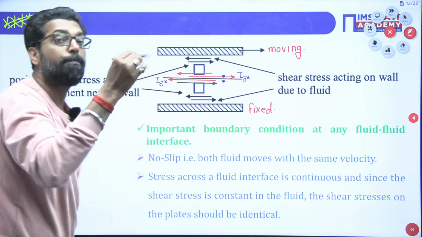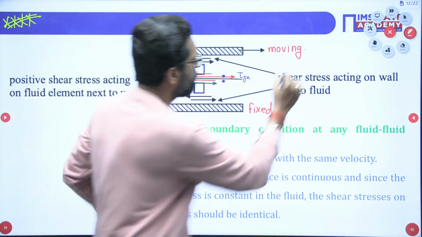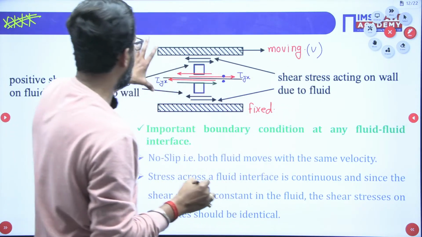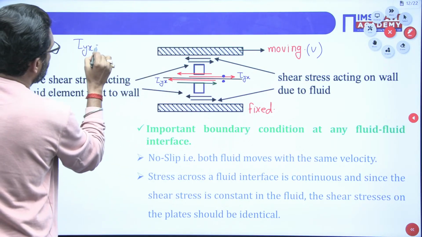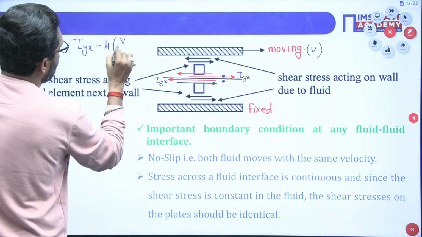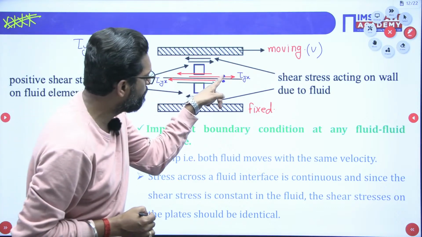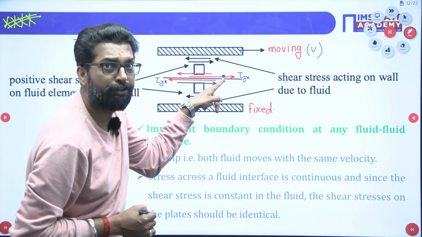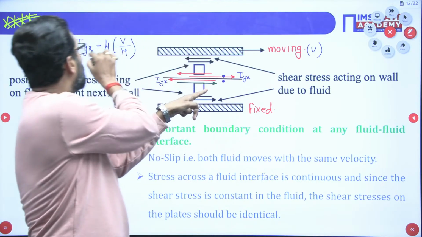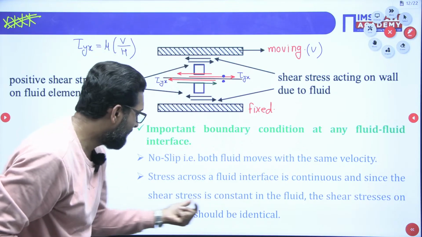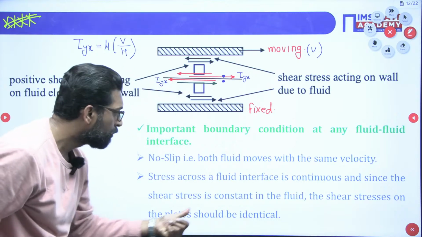Why? Because what is the shear stress? Mu dv by dy. V is the velocity of this plate, and v by h, where h is the gap. So what is the stress? Stress tau yx is equal to mu v by h, and this is your constant. So the shear stress on this layer and on this layer are the same, and since the shear stress throughout is constant in the fluid, the shear stresses on the plates should be identical.